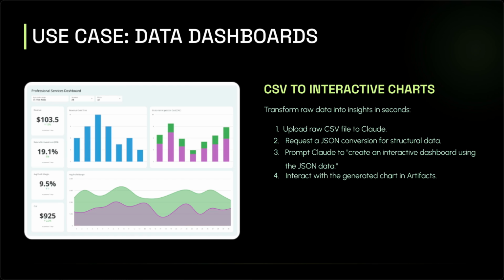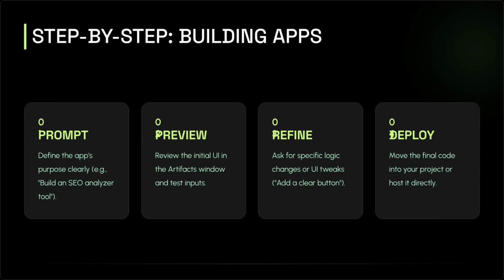Building applications is a four-step process. First, prompt the app's purpose clearly. Second, preview the initial UI and test inputs in the Artifacts window. Third, refine by asking for logic or UI tweaks. Finally, deploy the code into your project or host it directly.